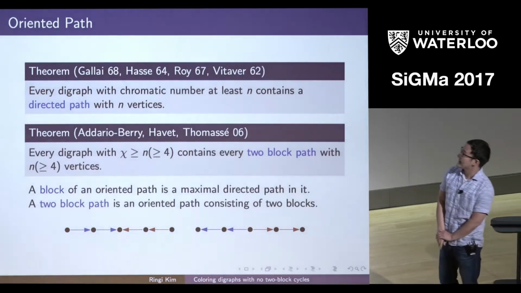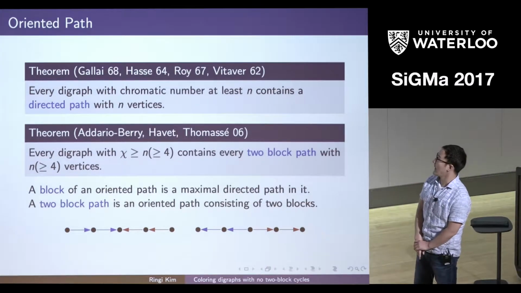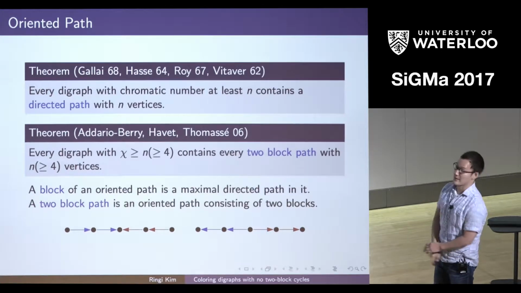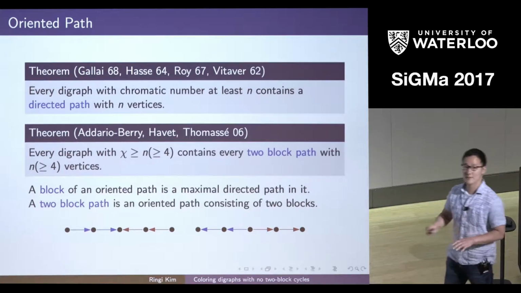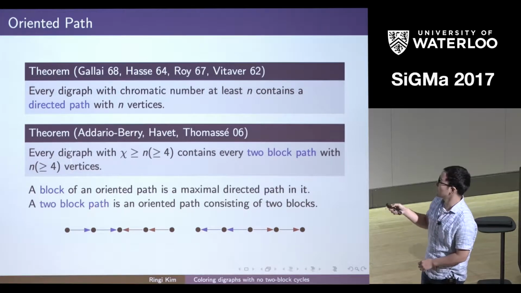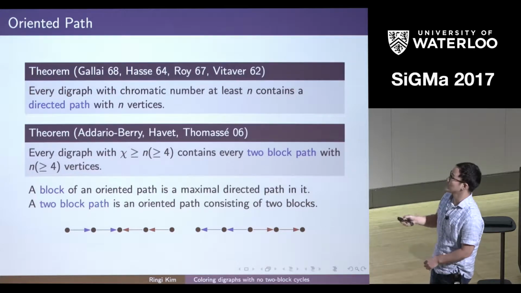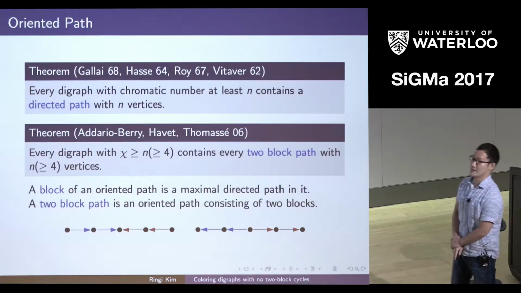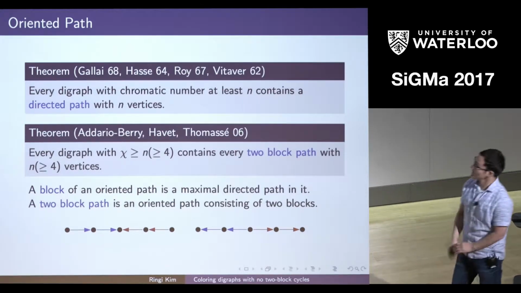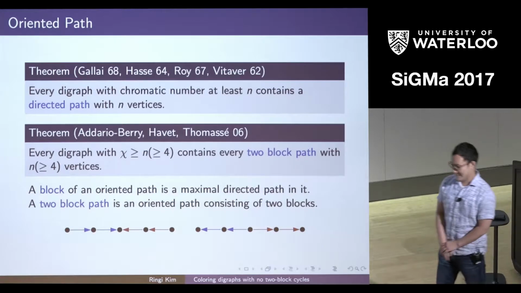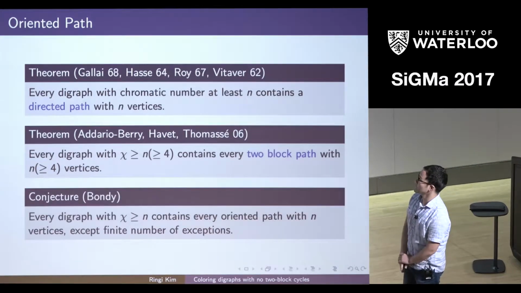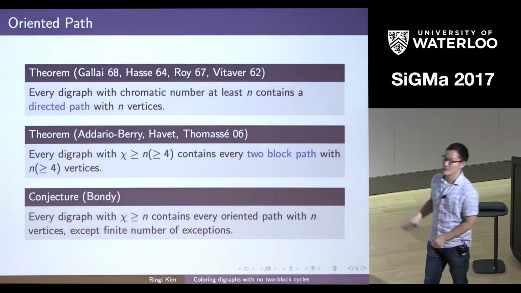As an extension of this theorem, Addario-Berry, Havet, and Thomassé showed that this is true for two-block paths. Here, a two-block path is an oriented path consisting of two maximal directed paths. These two are examples of two-block paths with 5 vertices. Then maybe it's natural to ask if this is true for every oriented path, and it is a conjecture by Bondy. As far as I know, it's open.